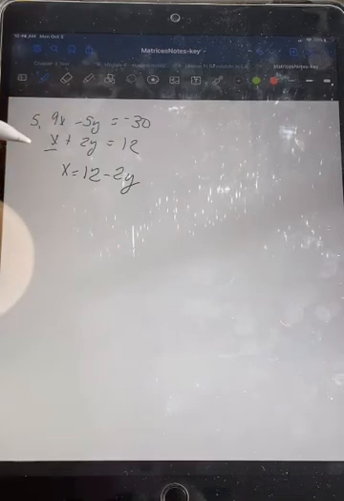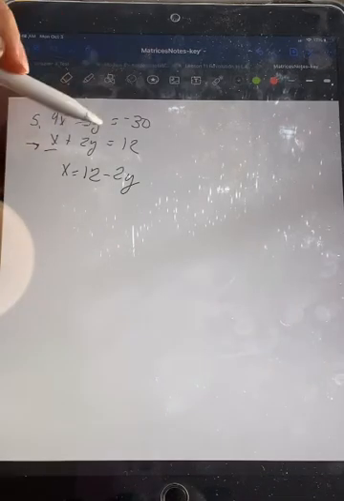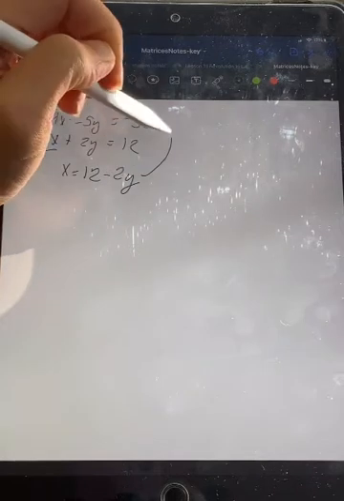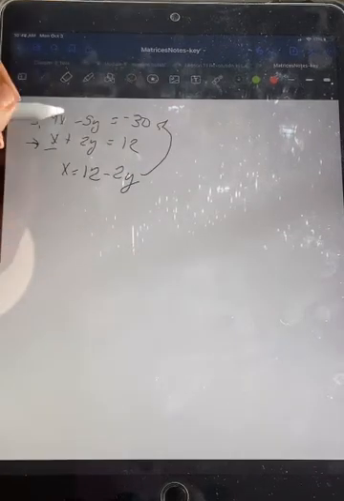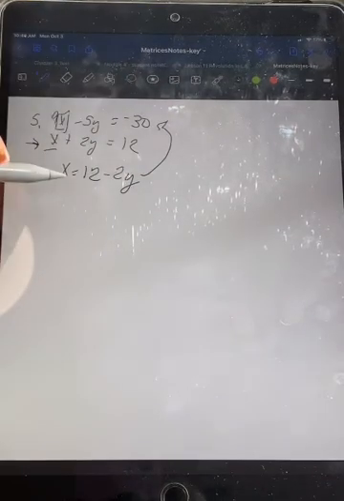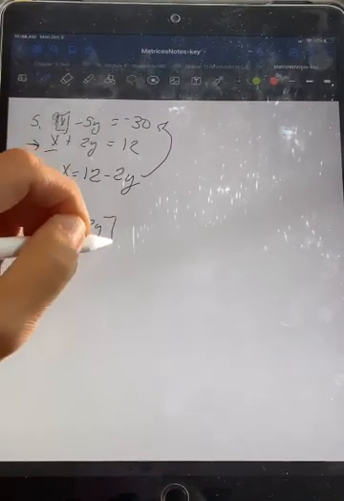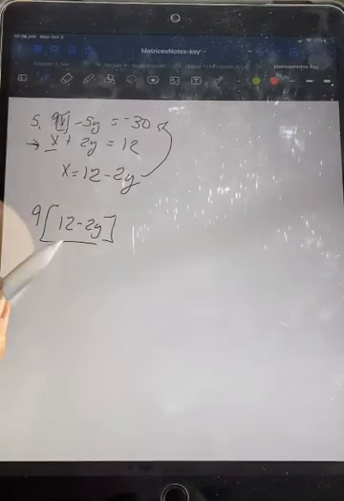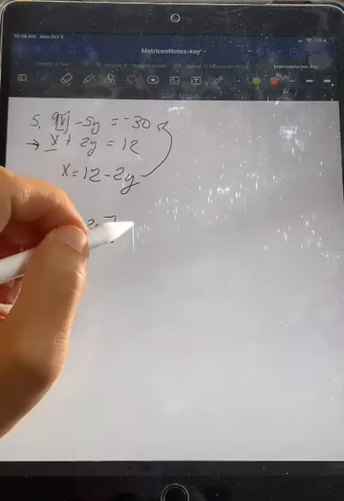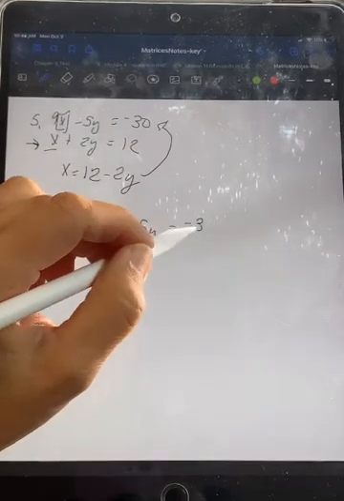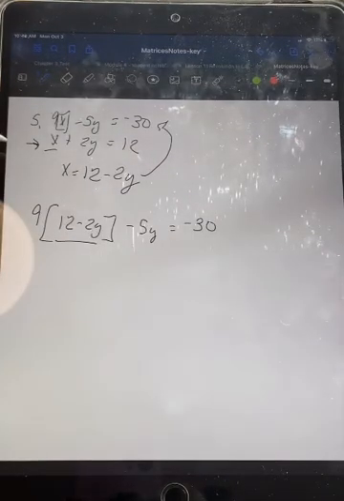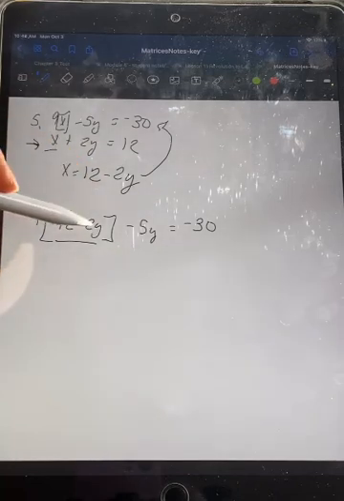And since I solved our bottom equation and I rewrote it, I have to plug it into the top one. So everywhere that I see x, I'm going to plug in my new x value. So I'm going to have 9 times 12 minus 2y. See, so this was the original x. I'm just plugging in my new x value, minus 5y equals negative 30. Now the check is, when you substitute in, you should only have one variable. So we're going to look across and I now only have y's. That's perfect.